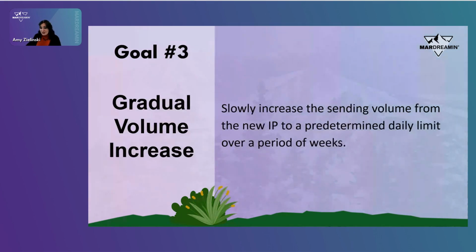Goal number 3 is going to be gradually increasing our volume. So again, we're going to slowly increase the sending volume to our predetermined limit over a period of weeks. We'll talk more about determining that limit. It could be your total list size. It could be just what your general sending segmentation looks like, right? So if you are sending to a quarter of your list daily, but you never plan on sending to the entire list at the same time, then maybe we just need to aim for that daily limit and not worry about sending to the entire 1 million people in our audience.